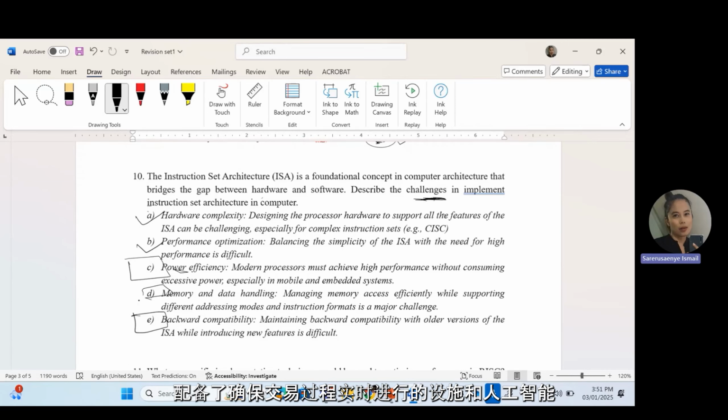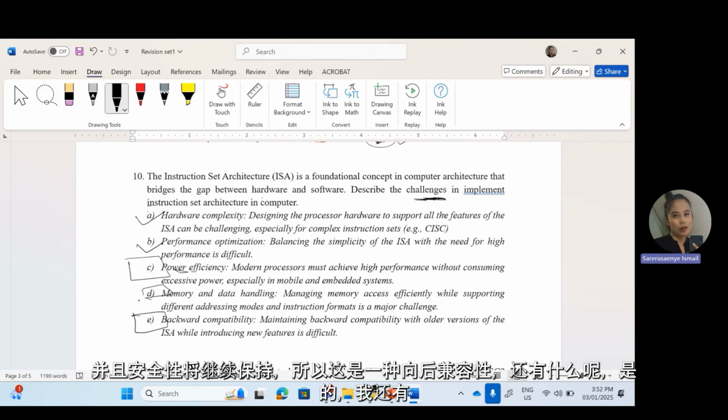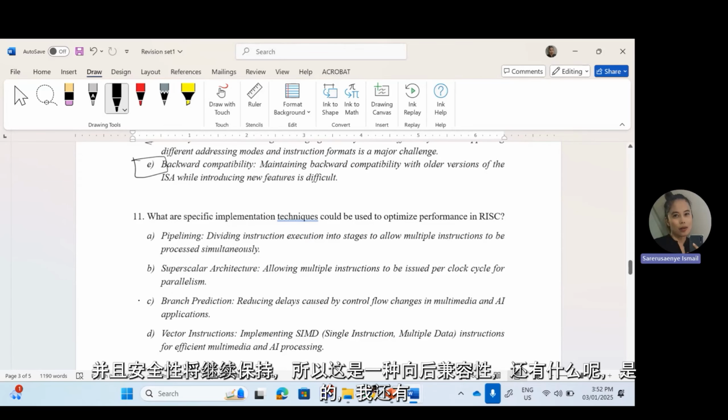It needs to be equipped with a facility to ensure the process of transaction is real time, and also AI and security will be kept up. So this is backward compatibility. What else for this one?